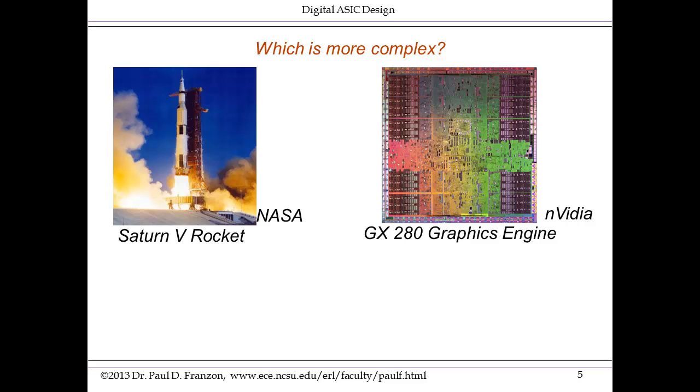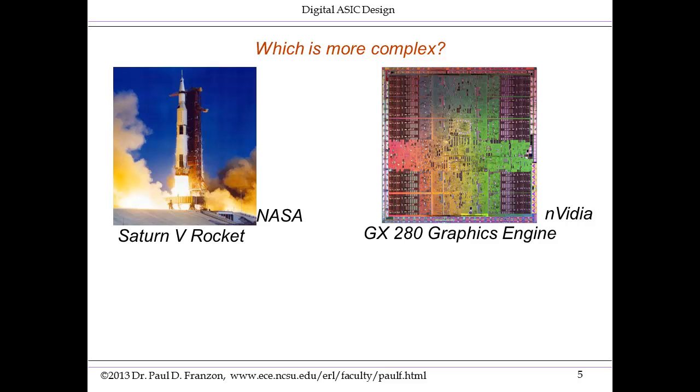Admittedly, there are more unique parts in the Saturn V rocket, but just in terms of component count or subcomponent count, the silicon chip is more complex than the Saturn V rocket, and even the entire Saturn V system with the Apollo system, with the rocket and the Apollo module and LEM and so on.